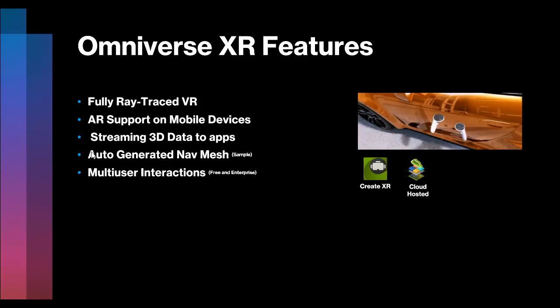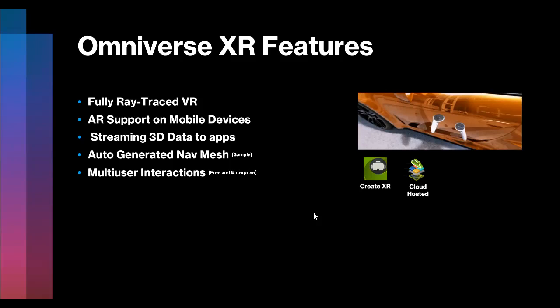And another thing they have, as one of the samples, they have many samples that are available when you open Create XR, the engine just comes with those samples, is auto-generated nav mesh. Because they do ray tracing, it is very useful for generating navigation, because ray tracing gives you where a ray hits the surface, so you can tell what's the floor and what's above the floor. So that can be used to generate navigation in an environment.